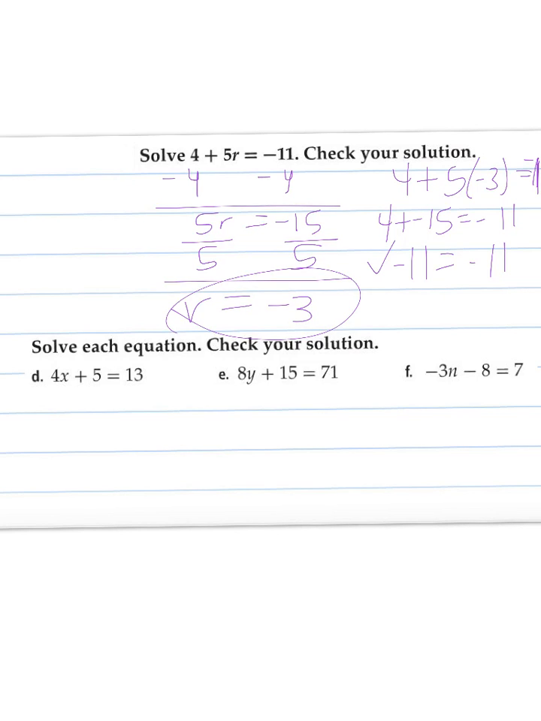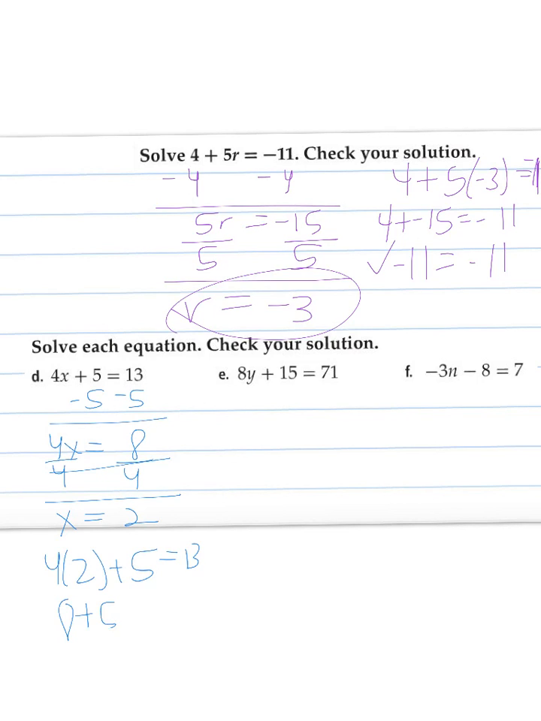Next one, 4x plus 5 equals 13. Subtract 5 from both sides. 4x equals 8. Oops, divide each side by 4. There we go. X equals 2. Let's plug that back in. 4 times 2 plus 5 equals 13. 8 plus 5. 13 equals 13.